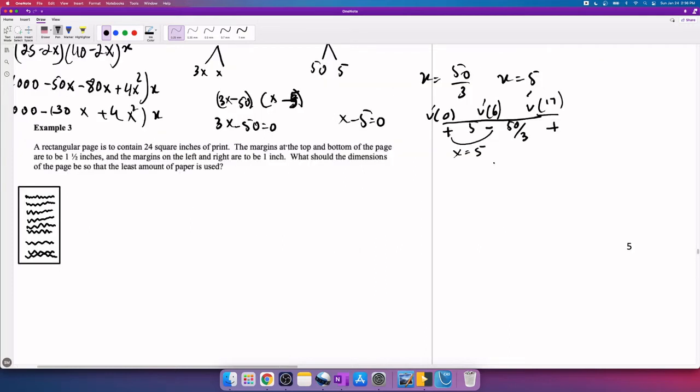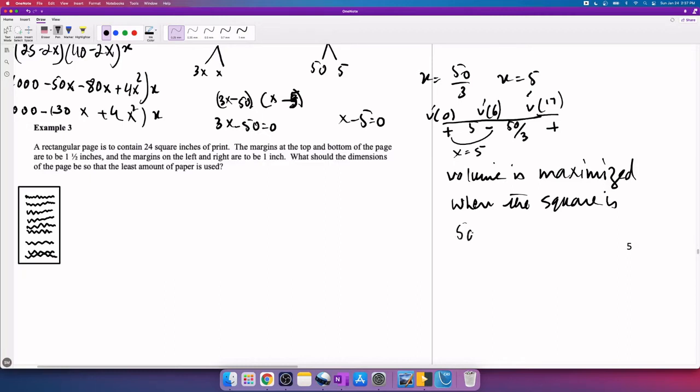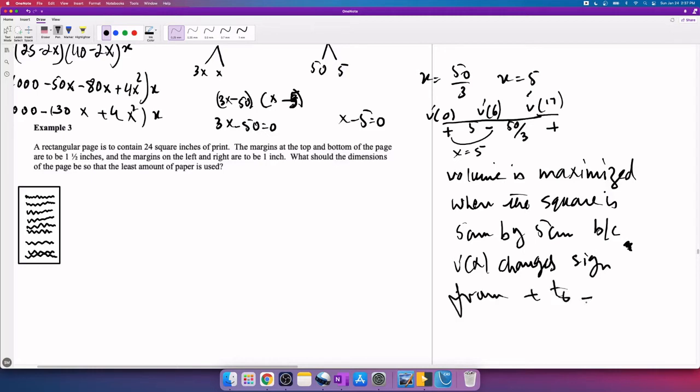Now we are giving them justification, which would be: volume is maximized when the square is 5 centimeter by 5 centimeter, because V prime of x changes sign from positive to negative.